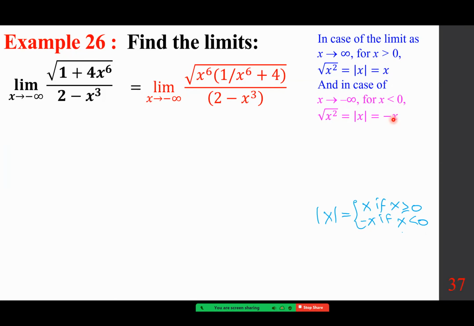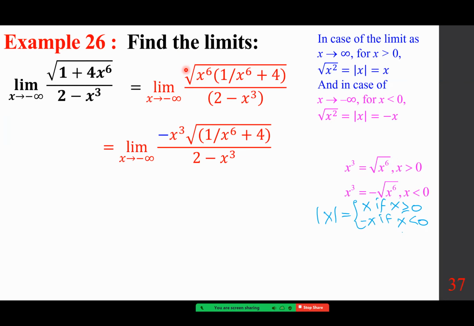So with that being the case, x cubed is the square root of x to the power of 6 if x is positive, but it's the negative of that if x is negative. And with that being the case, this can come out as x cubed if x is approaching positive infinity. But now it can only come out as negative x cubed because of this negative infinity.